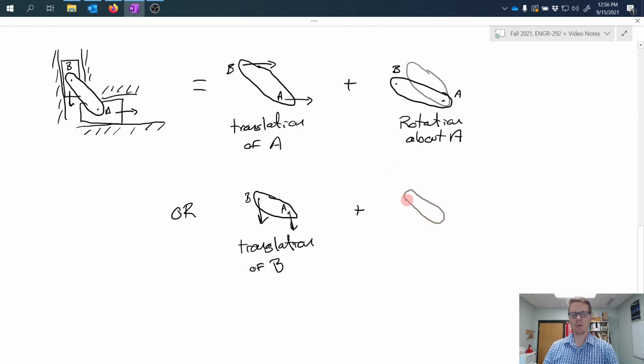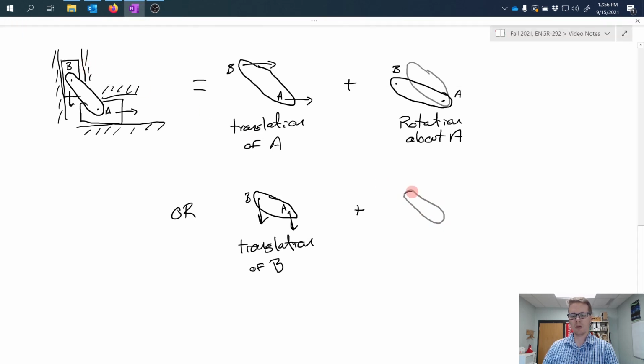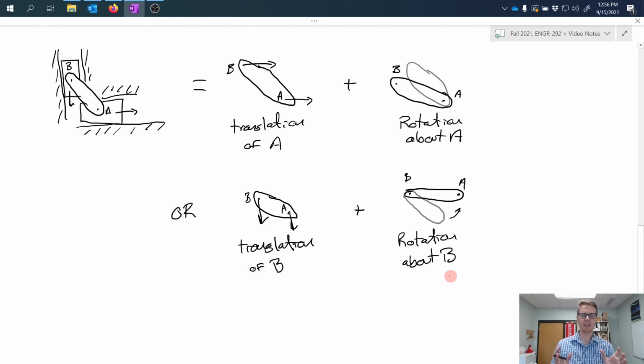So if this is my starting point, my ending point indicates that A had to move up, so I'm translating in this direction. And I'm doing a fixed axis rotation about point B. So combining these two things together, I'm able to recreate the actual motion. And now I have the ability to use my common tools, the ones that I already know, in order to analyze the situation. Thanks.